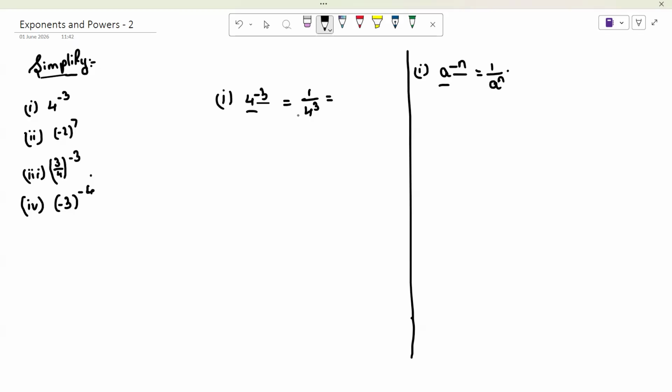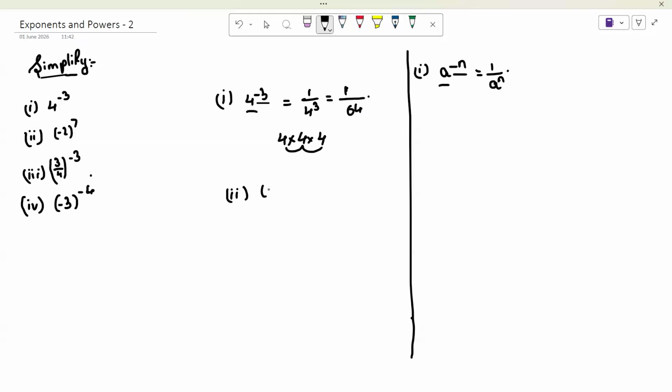And now we got our answer, but we have to simplify it more. So 4 power 3 is nothing but 4 into 4 into 4. 4 into 4 is 16, 16 into 4 is 64. So our answer will be 1 by 64. Now the second question.